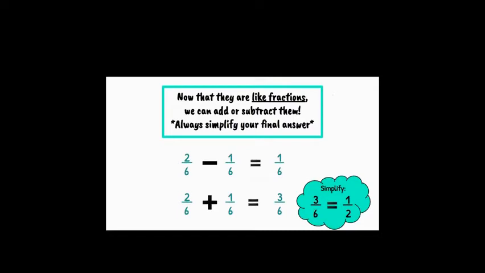Now that they are like fractions, we can add or subtract them, just like we did in the previous lesson. And remember, always simplify your answer. So 2/6 minus 1/6 equals 1/6, and 2/6 plus 1/6 equals 3/6. But we can simplify that. To do that, we're going to divide both the top and the bottom by 3. 3 divided by 3 is 1. 6 divided by 3 is 2. So there's your answer, 1/2.